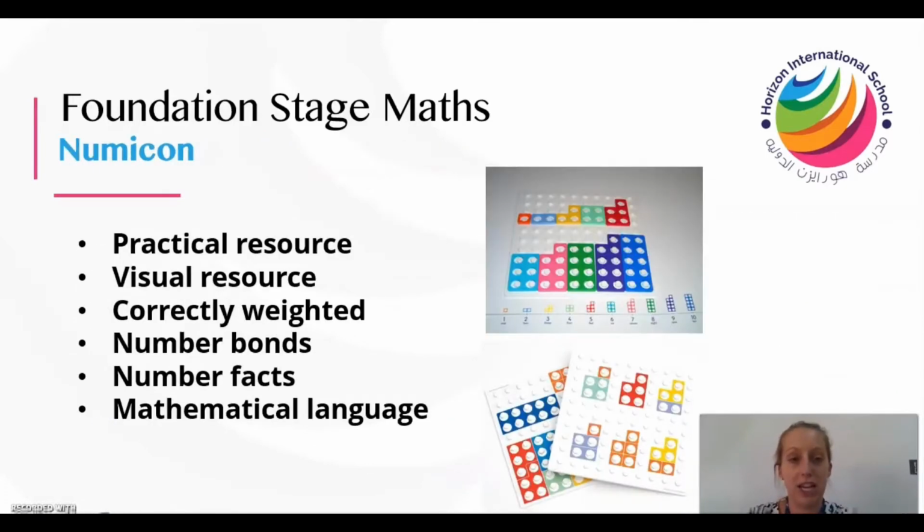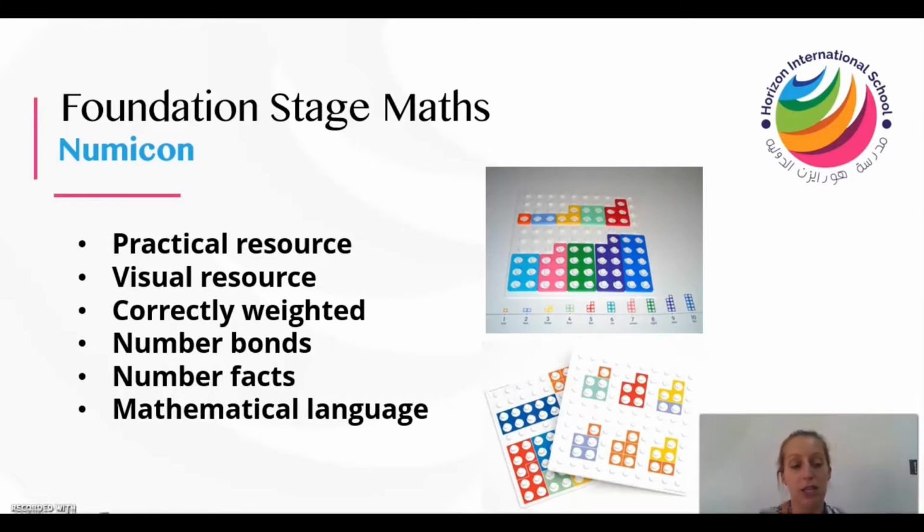In Foundation Stage, we have a resource called Numicon, and we use it to develop children's mathematical skills. It's a practical resource and it can be easily manipulated by the children. The holes are finger-sized, which makes it easy to count, and the pieces are scaled to the number value. For example, 2 5s are the same size as the number 10. Numicon is a visual resource. The different colours enable children to instantly recognise the numbers and use them in their play.